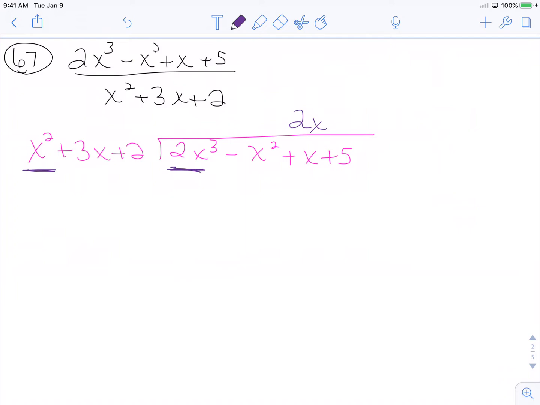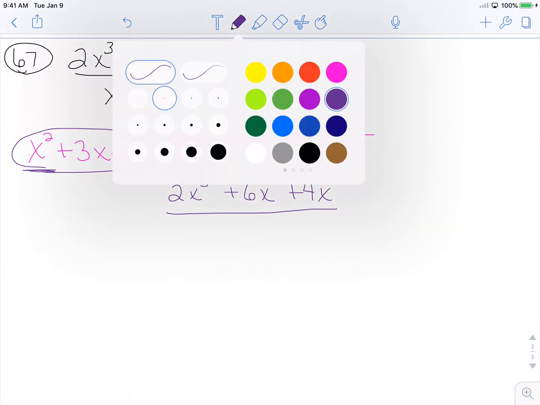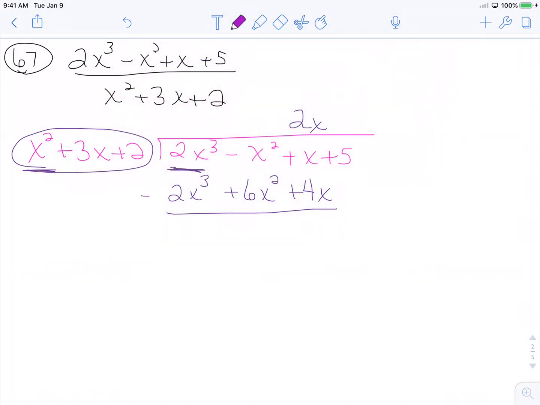And then you're multiplying 2x by everything that is out front here. So 2x cubed, positive 6x squared, and then a plus 4x. And with long division, everything is subtracted, which means if I distribute that minus sign through, it's a minus 6x squared, and then it is a minus 4x. So that really gives us negative 7x squared, negative 3x, and then I would bring down the 5.